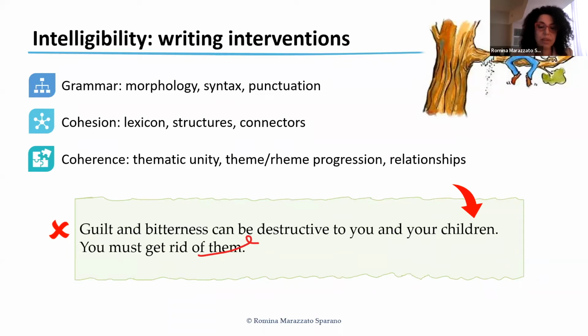And sometimes we really want to make sure that the grammatical interpretation is the one that we are leading our reader towards. So how can we fix this? We can make sure that we're talking about, you must get rid of these feelings. So sometimes expanding your references and taking up a little bit more space really helps.